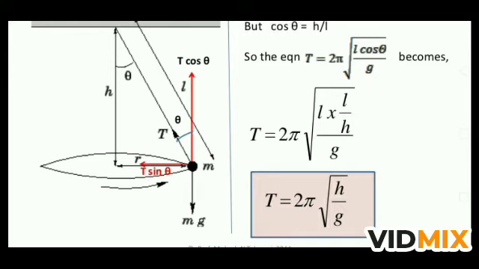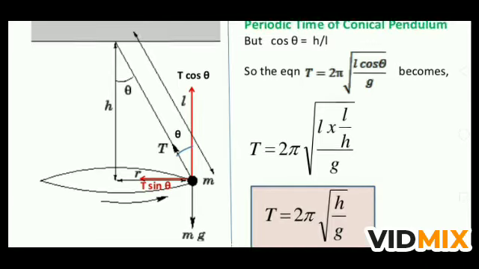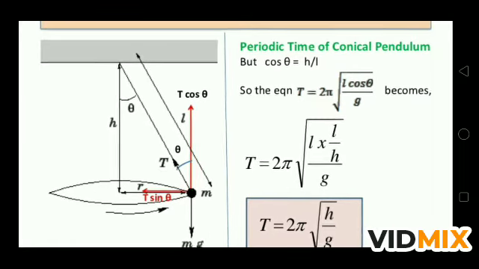This is the time period in terms of height of the pendulum and acceleration due to gravity, and previously we had seen that it is in terms of angular velocity, acceleration due to gravity and theta. So this is the time period of simple pendulum, or we can say conical pendulum.